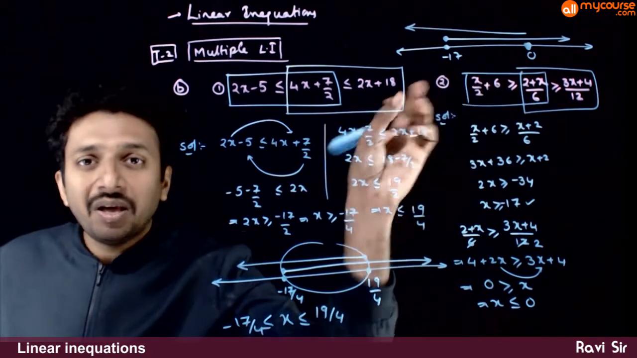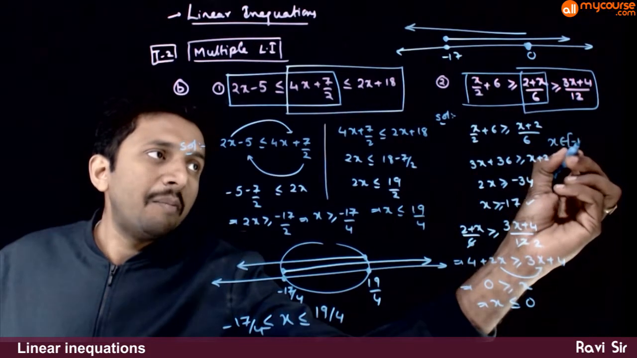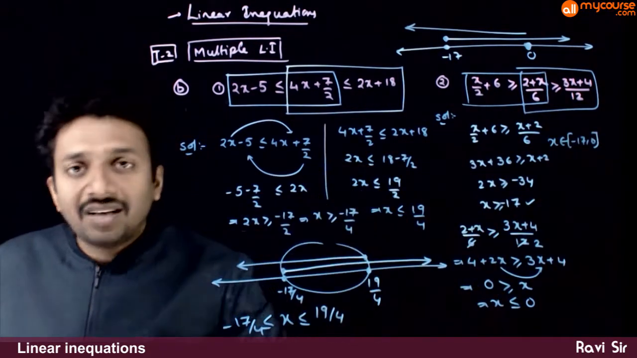So what is the simultaneous solution? x is in between minus 17 and 0. So x belongs to minus 17 comma 0. That's the answer to this question.